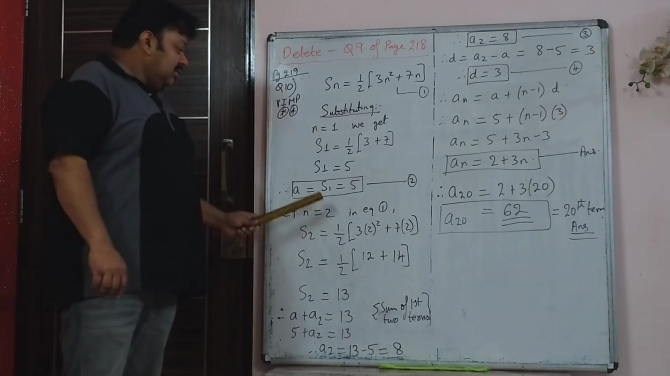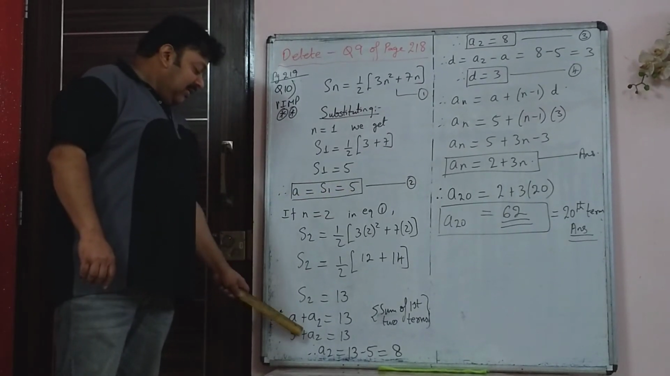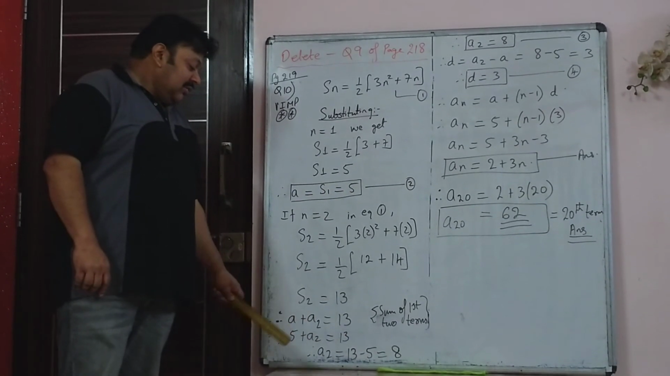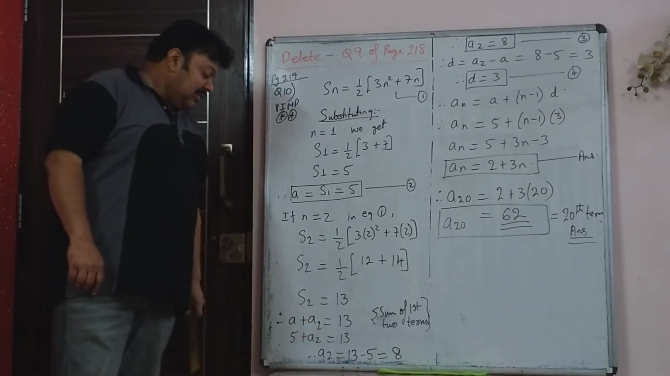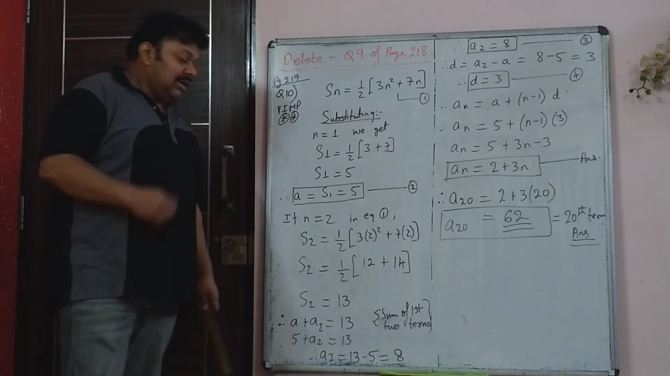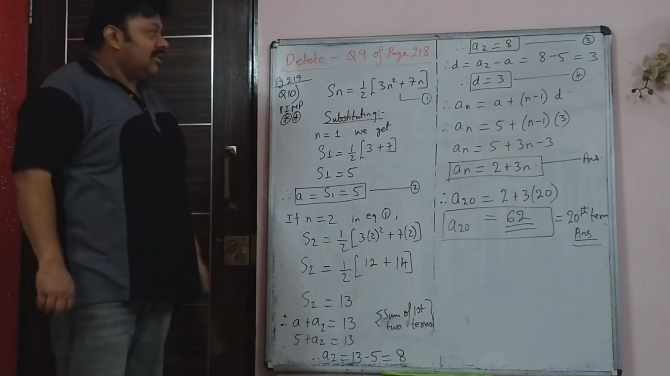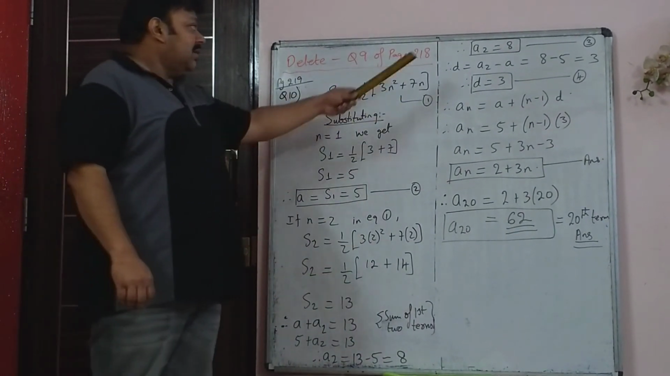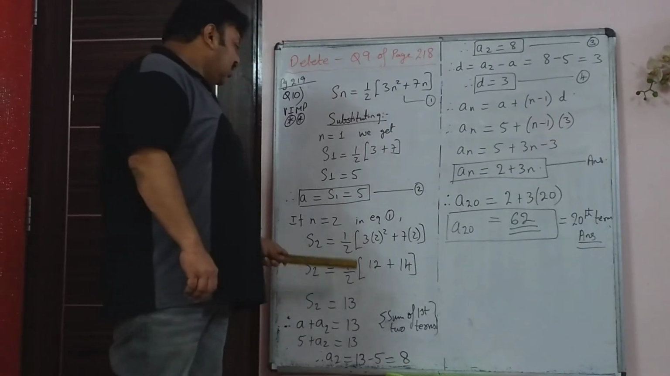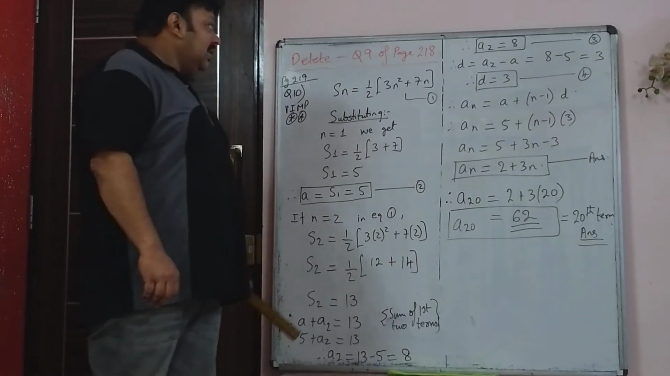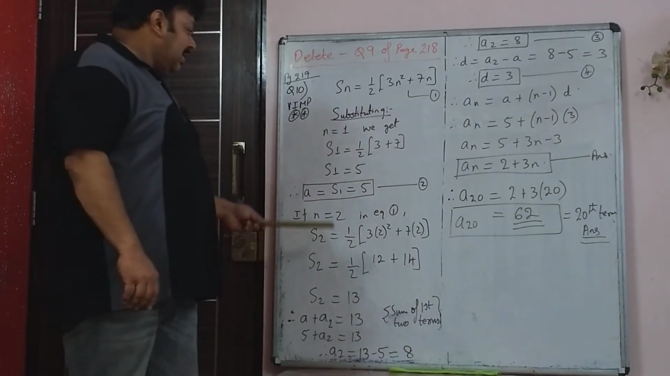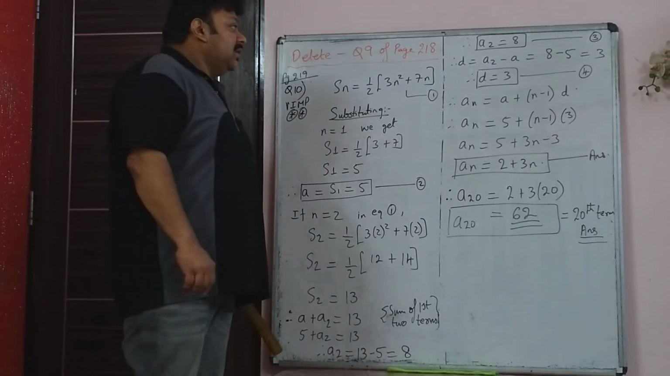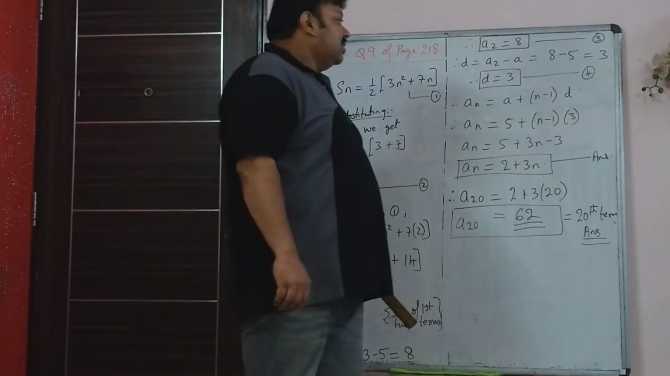So that means a1 plus a2 is equal to 13. The first term is 5 plus the second term is equal to 13. So the second term will be 13 minus 5, that is 8. So the second term is 8. So the difference between the two terms, second minus first term, will be 8 minus 5, that is 3. So the difference is 3.